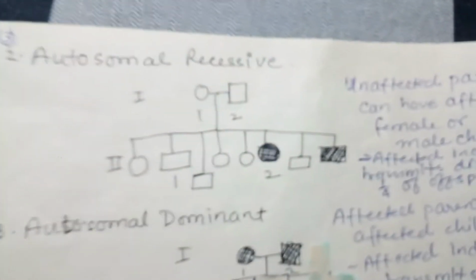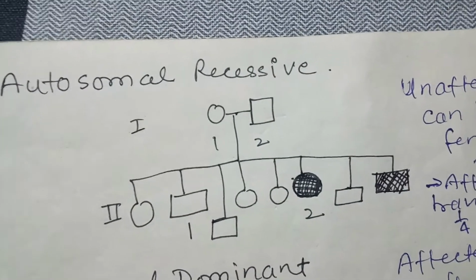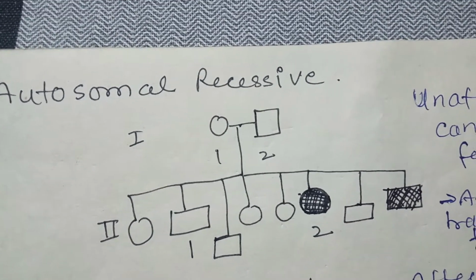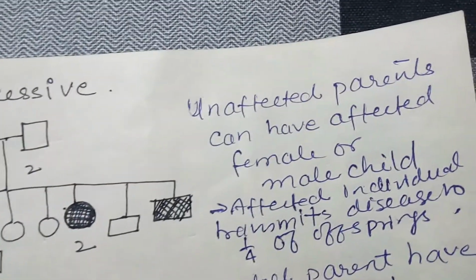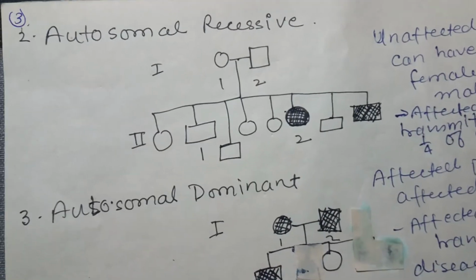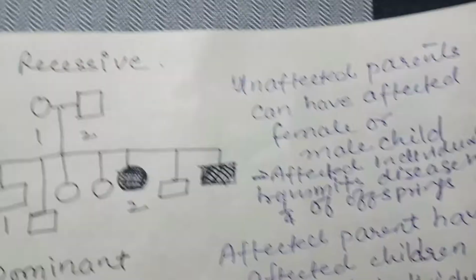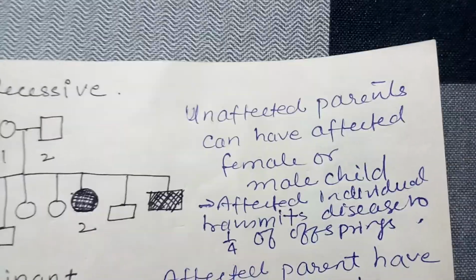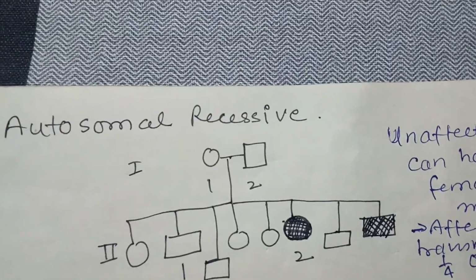Now next, let's look at autosomal recessive. The very first thing is that the parents are not affected, so it is recessive. Then you can say the unaffected parents can have an affected female or male child. So male and female both can be diseased in the next generation. So this is an autosomal recessive disorder. Now an affected individual transmits the disease to 1/4 of the offspring. So if there are 8, 1/4 means 2 are affected.